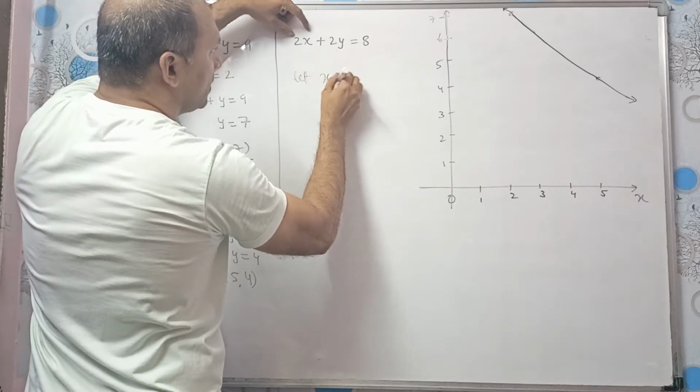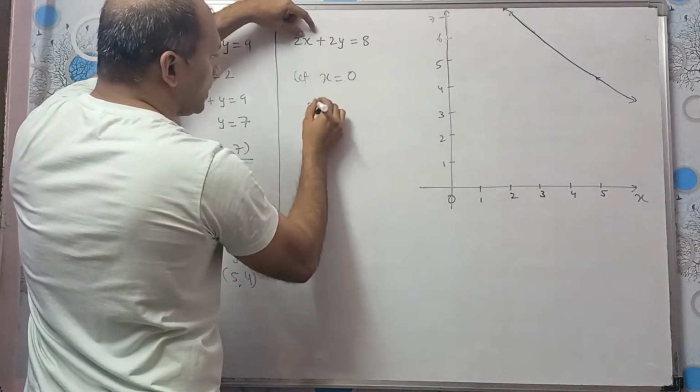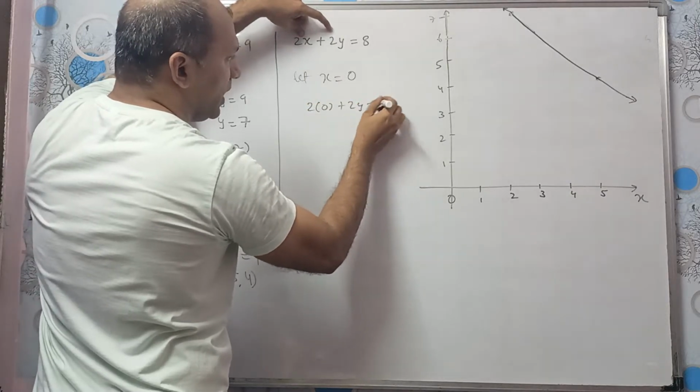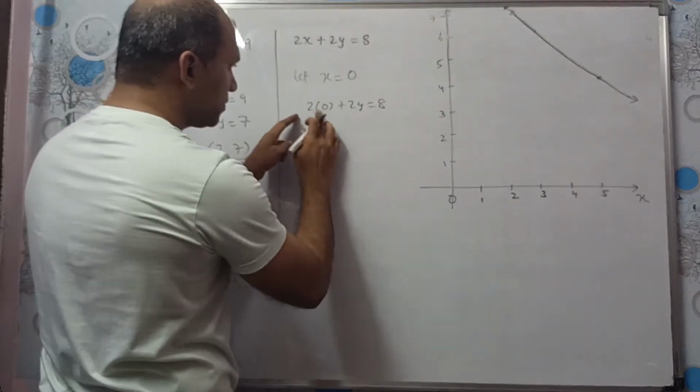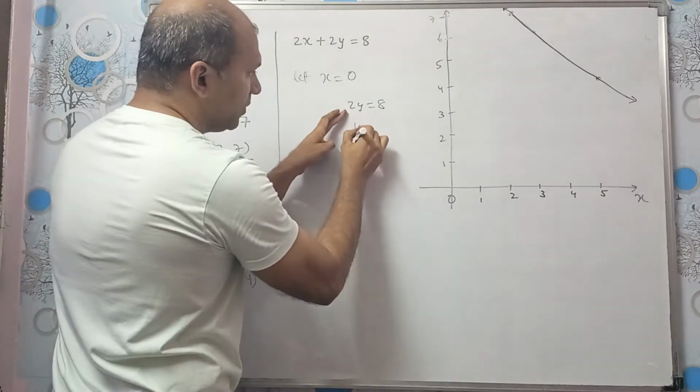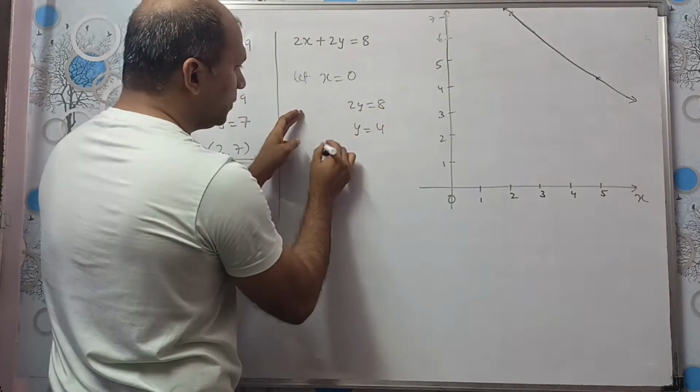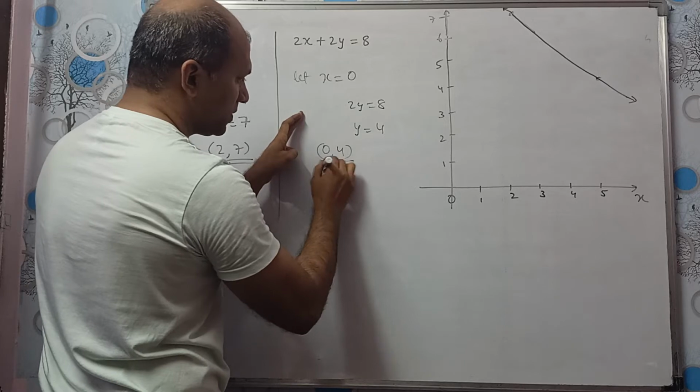Let us say x is equal to 0. So this is 2 into 0 plus 2 into y is equal to 8. Right? So this will become 0. So what will be y? 8 by 2, it will be equal to 4. So 0 comma 4 is the first solution.